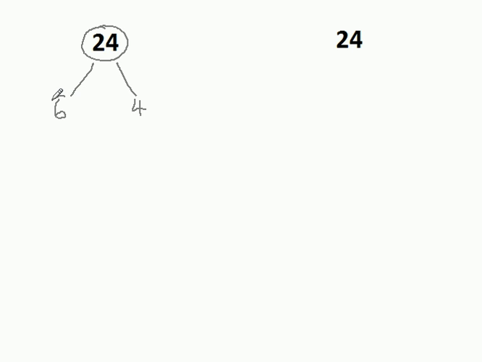Now 6 isn't a prime number, so it gets a circle around it. 4 isn't a prime number, it gets a circle around it too. Now I'm going to continue that process with each of the newly circled numbers. Now 6 we can break up into 3 times 2, like this.